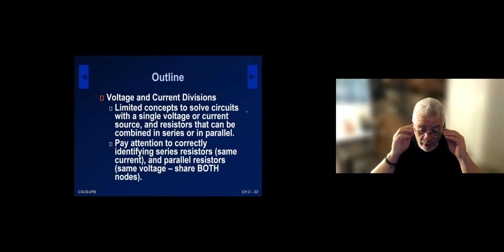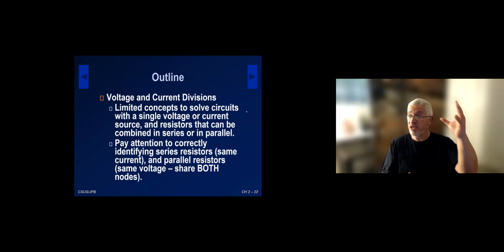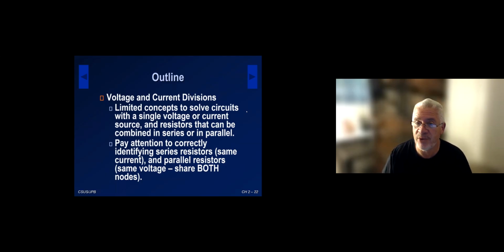In essence, current and voltage divisions are two simple circuits. Voltage division allows you to go from a particular voltage down to a lesser value by using a series of resistors. Current division allows you to go from a set current to a lesser current by using a parallel combination of resistors. You can select the values of those two resistors so that you get the appropriate current in that resistor. Okay, so that's the basic concept here.